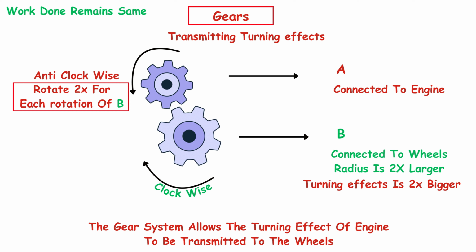Another important detail is that for every single rotation of gear B, gear A must complete 2 full rotations. So even though the turning effect is amplified, the amount of work done remains the same because gear A has to rotate twice as often to achieve 1 rotation of gear B. This conservation ensures that energy is not created or lost, but merely transferred and transformed within the system.